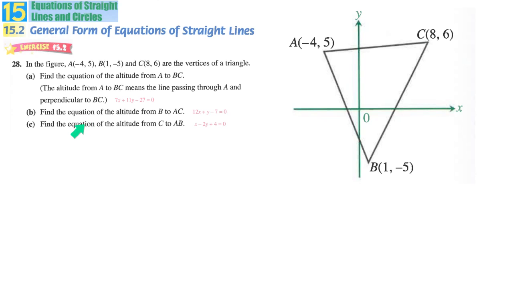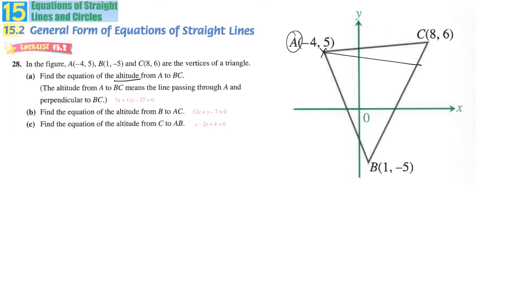In question 28, they ask you about the equation of altitude of a triangle. Altitude, again, seems like median, a specific term to describe some line that fulfills some requirement. So for altitude, that means from one of the vertices, we connect to the opposite side perpendicularly.